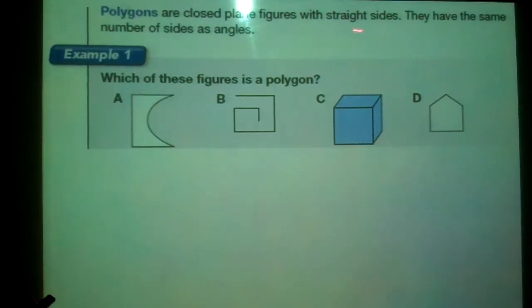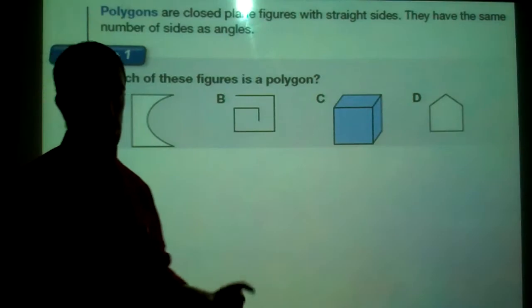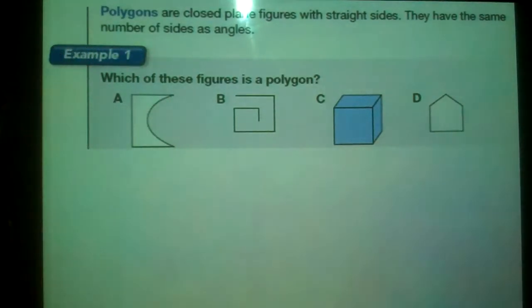Straight sides, okay, that's important. They are closed, that means there are no gaps, everything is connected, and it's a plane figure. That means it's two-dimensional. So we're talking about two-dimensional figures with straight lines that are all connected, okay? And they have the same number of sides as they do angles.